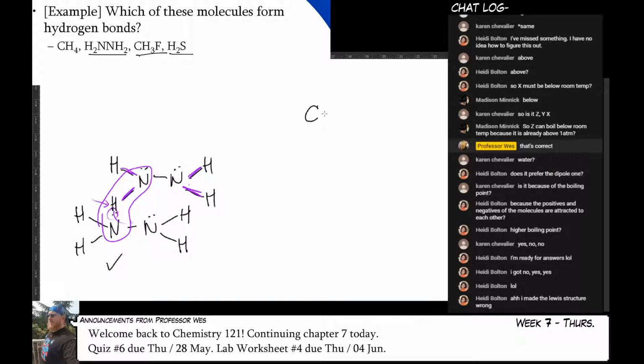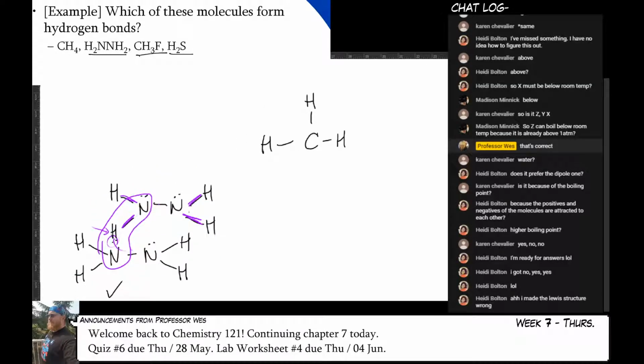Let's look at CH3F. Let's look at it, and then I'll draw it immediately under the problem guide. All right. Do I have a hydrogen bonded to an electronegative atom, N, O, or F? It turns out in this case, I don't. There's no H's bonded to this F. They're all bonded to this C, but there's nothing here. So I cannot hydrogen bond CH3F because it fails condition 1.